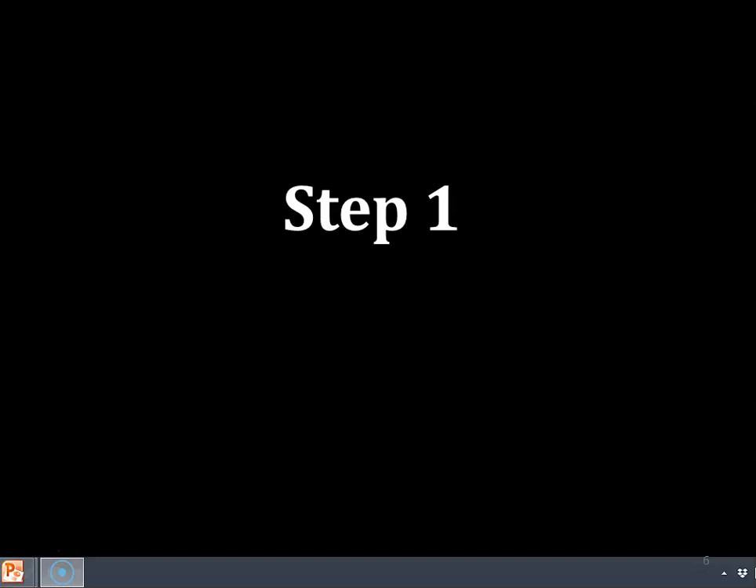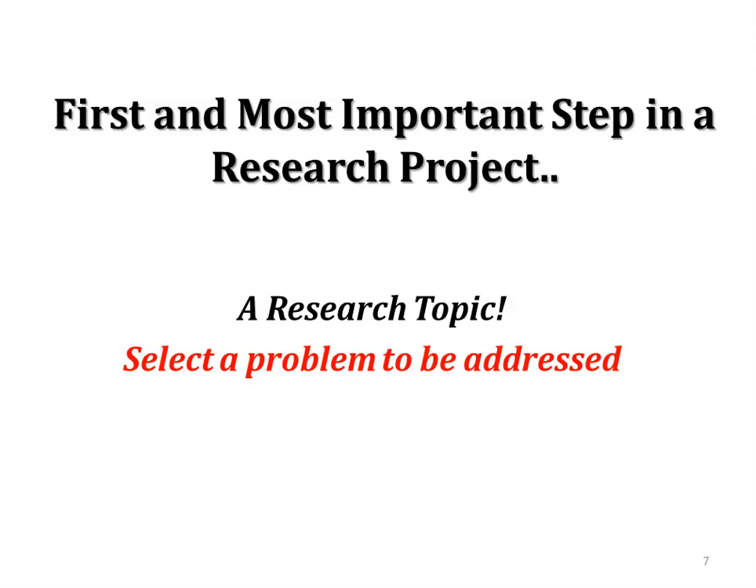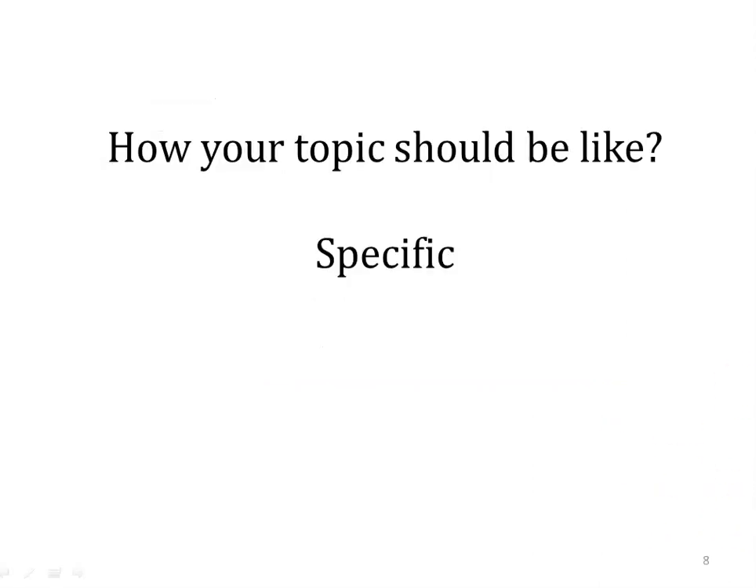Now we will discuss the detail of step 1, which is your topic selection. As I have already discussed, there may be many problems in your community, but you have to identify the priority problem that you should address in your research. There can be a few criteria of how your topic should be like. First thing is that it should be a specific topic.